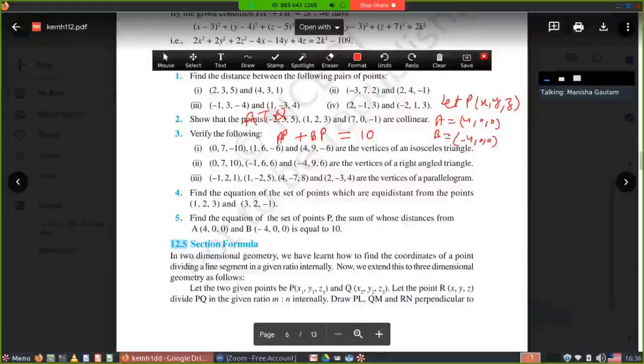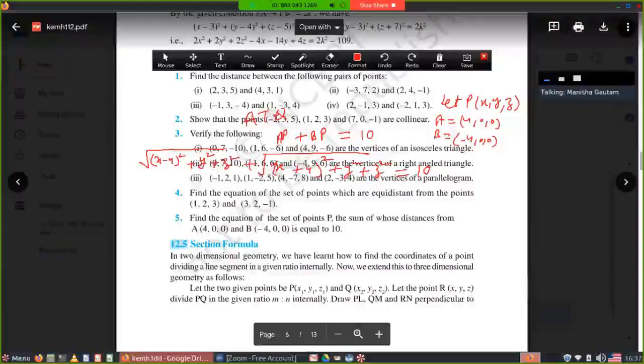AP means under the root, the distance from A to P. It means (x minus 4) square plus (y minus 0) means y square plus z square, plus under the root BP. BP means x minus of minus 4, it comes out plus 4. (x plus 4) square plus y square plus z square, that is equal to 10.